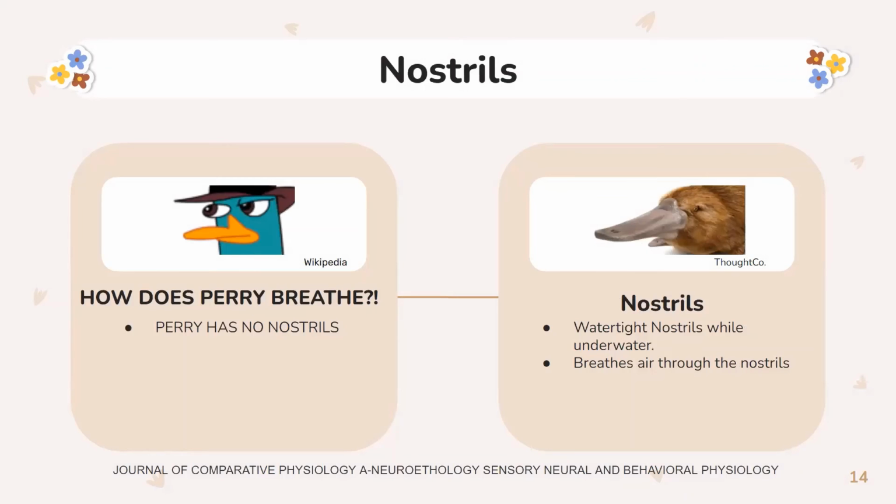And now for nostrils. How does Perry breathe? Perry has no nostrils. This is important for your ordinary platypus, which breathes air through their nostrils, except for when they're underwater. They do not breathe underwater. Their nostrils stay watertight while underwater.